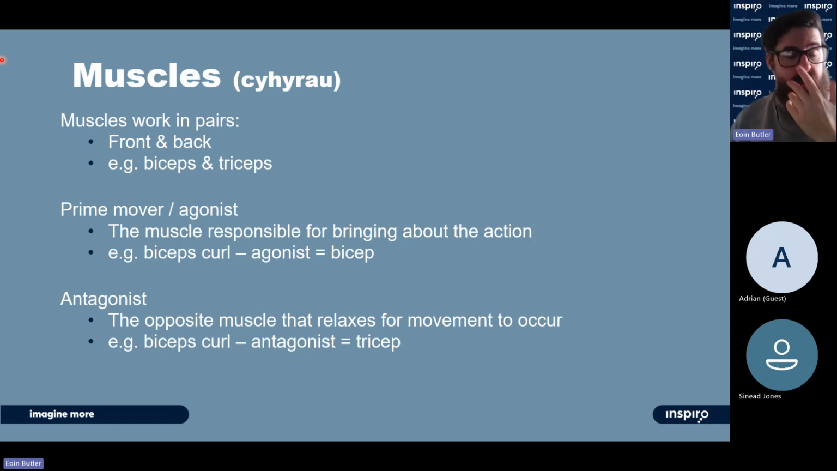So to answer your question, in a pec fly, my agonist muscle is the pectoralis major, as we've established. The muscles that relax to allow me to do this movement here would be trapezius and rhomboids, because if they stayed switched on, I wouldn't be allowed to do this movement. So trapezius and rhomboids at the back would be the antagonists.